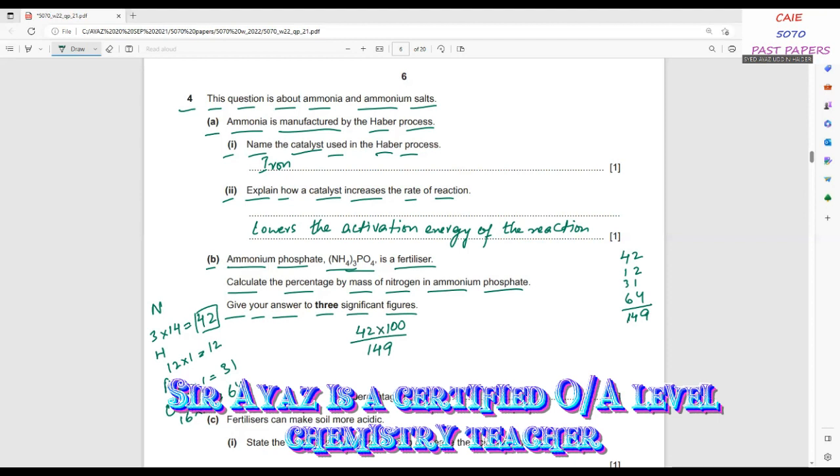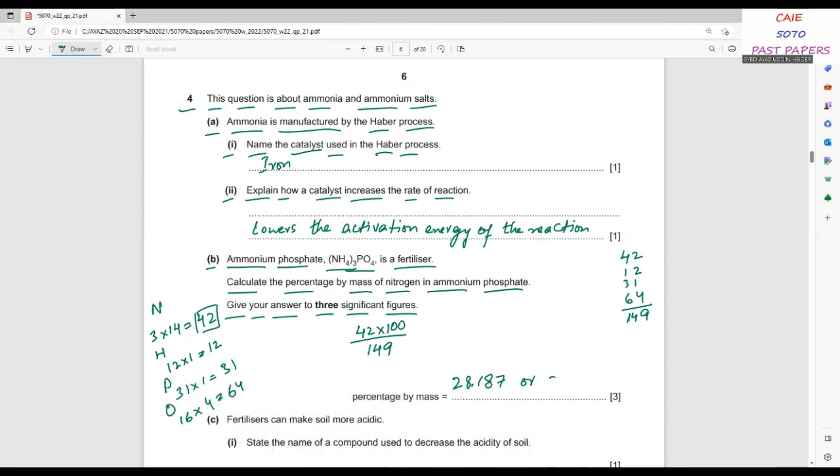42 multiplied by 100 divided by 149 is 28.187. Or you can even write 28.2.